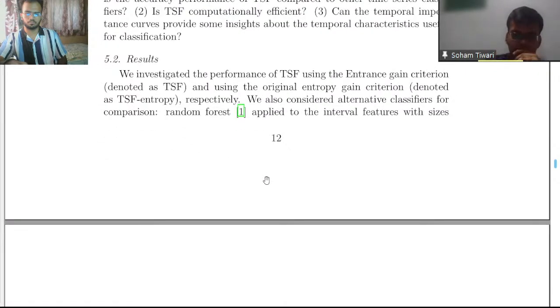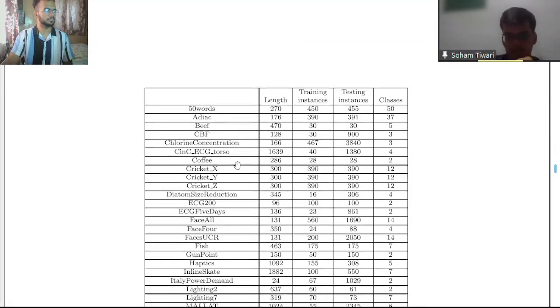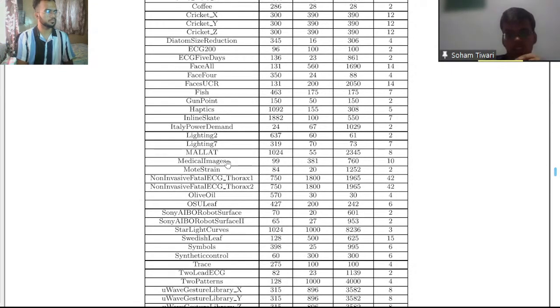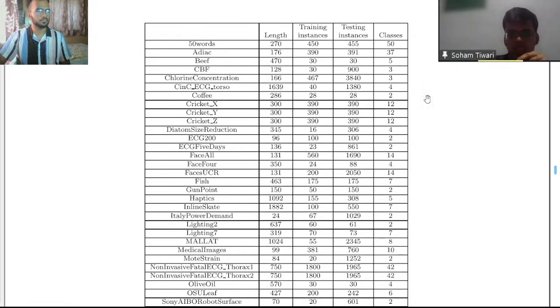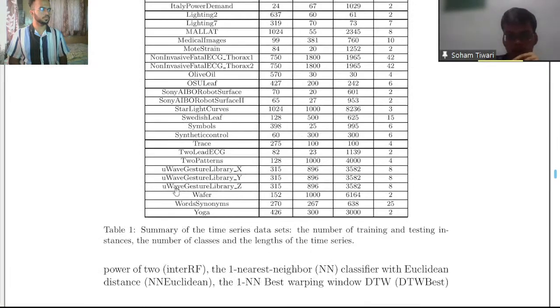The benchmarking is done on lots of data sets. As you can see, this entire list of data sets are all time series data sets, and this is just the table summary of each data set. For example, the 50 words dataset has time series of length 270, the number of training instances is 450 and testing instances is 455. And there are a total of 50 classes which the time series in the 50 words dataset can be classified into. So on and so forth, they have benchmarked the time series forest on lots of datasets, as you can see.